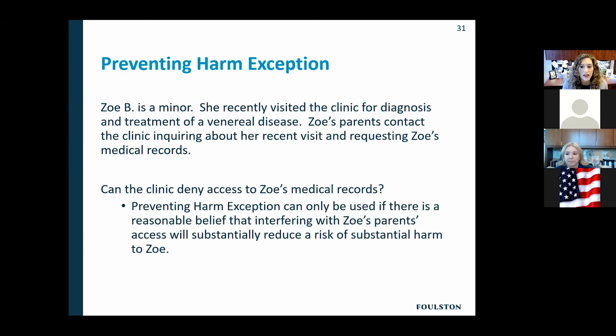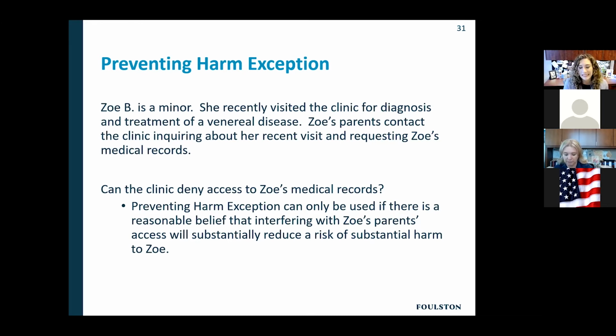Well, one might think it would be incredibly mortifying for a minor's parents to find out that she came to visit the clinic for treatment of a venereal disease. But the preventing harm exception can only be used if there's a reasonable belief that interfering with her parents' access would substantially reduce the risk of substantial harm. So we can't speculate that, oh, it's just going to be awful for her parent to know that their daughter sought treatment for venereal disease. We have to have that reasonable belief and that knowledge that it will substantially reduce the risk of harm.